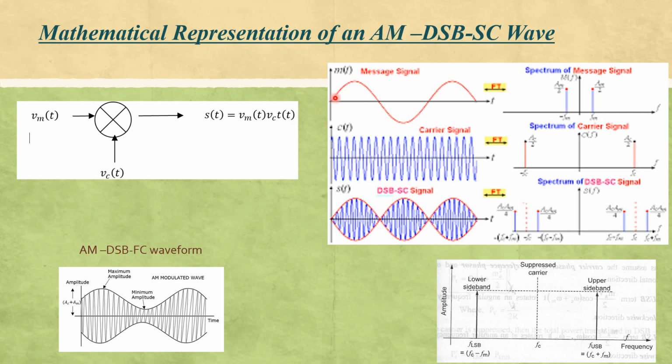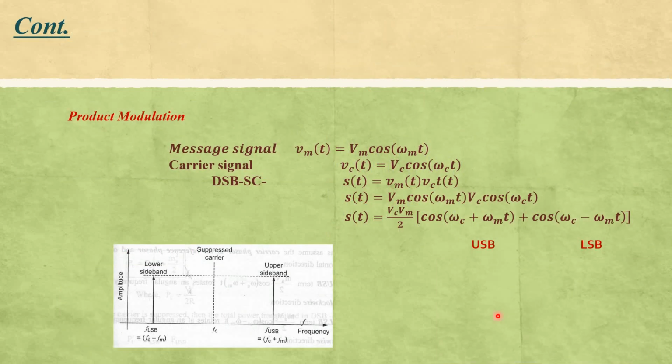So the waveforms are represented: the first waveform representing message signal, the second waveform representing the carrier signal, and the third one representing the double sideband suppressed carrier signal. You can compare this double sideband suppressed carrier signal with double sideband full carrier wave. In the waveform, there is a difference. The corresponding spectrums are also represented. In the double sideband suppressed carrier, the center point, the carrier frequency, is removed. While generating this amplitude modulated signal, only upper sideband and lower sideband are available. The carrier is removed from the modulated signal.